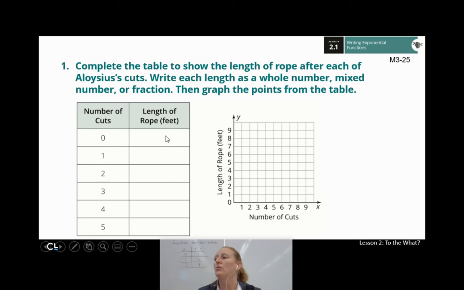And then once you've filled out your table, go ahead and graph it. Use the points X and Y to graph it on the little graph on page 25. So go ahead, hit pause to work this out, and then hit play when you're ready to check your work.